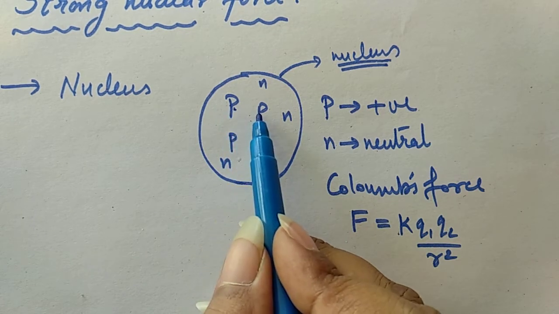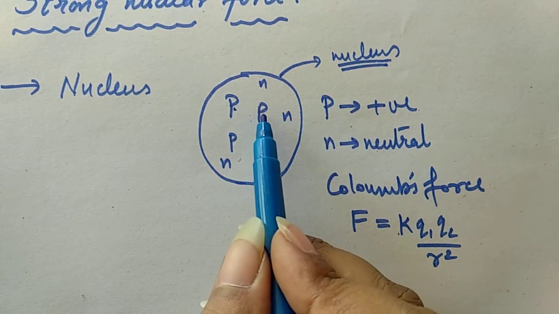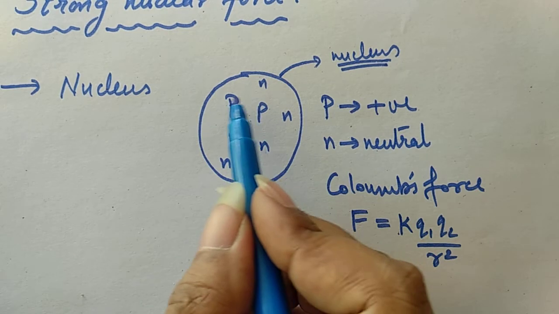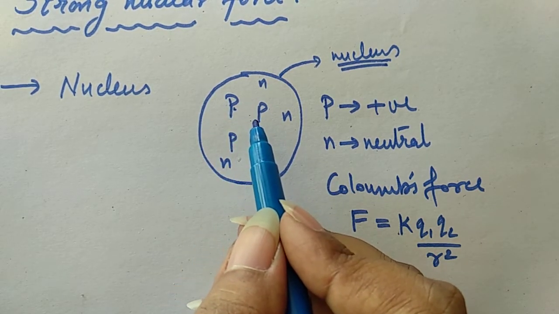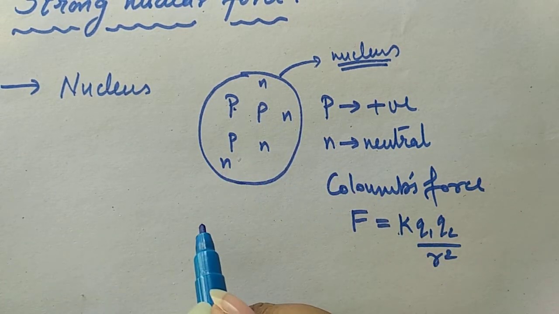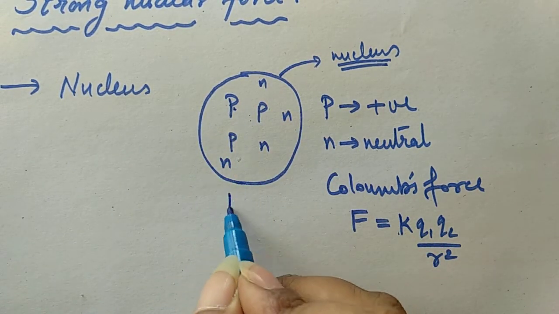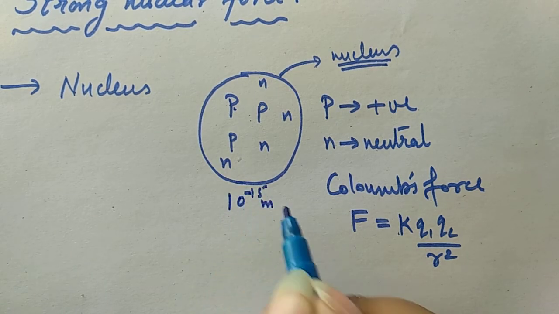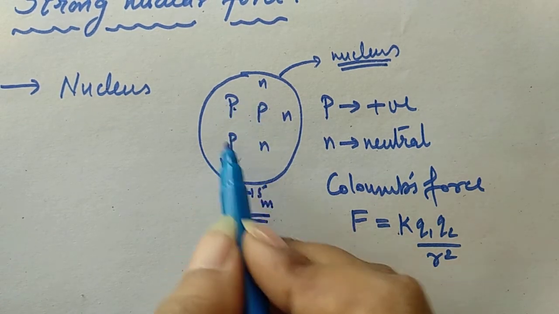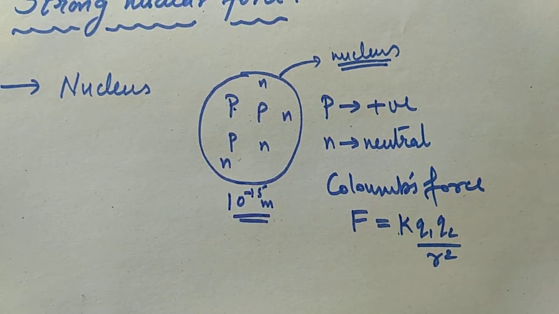So this proton will be pushing this proton in the opposite direction, and this proton will be pushing this proton in the opposite direction. Then the question arises: if the Coulomb repulsive force acts between all these protons, then how can all these protons remain within such a small distance? The size of the nucleus is roughly 10 raised to minus 15 meter. This is a very small size. So if the Coulomb repulsive force acts between all these protons, how do all these protons stay together in such a small space?